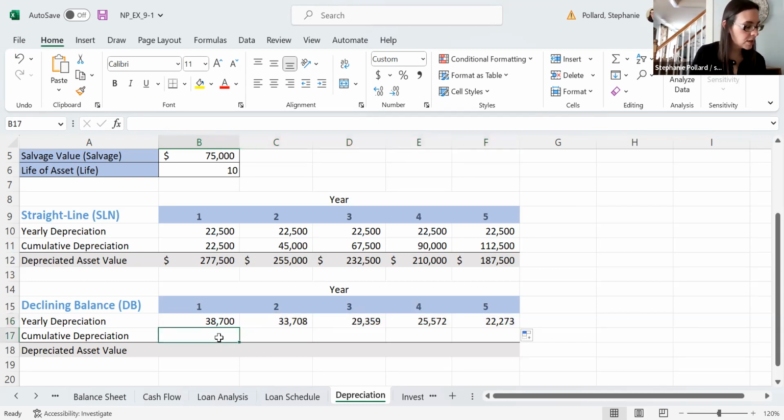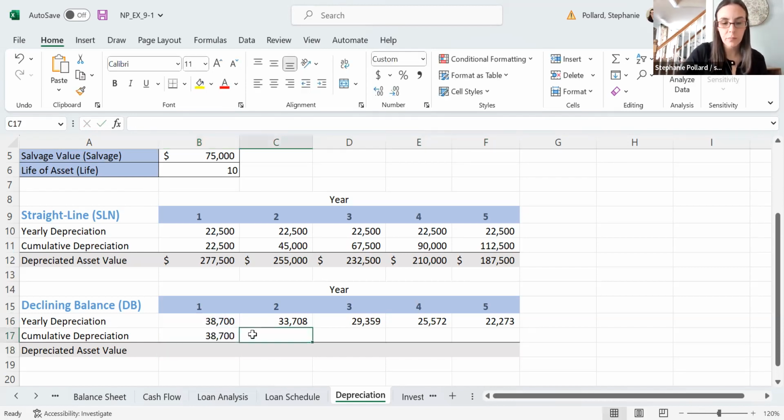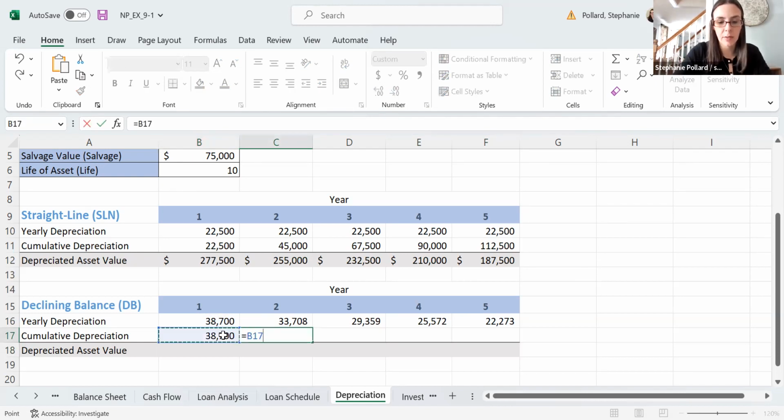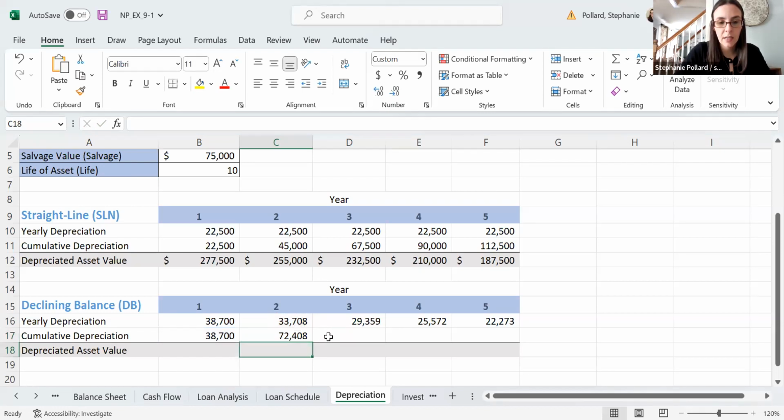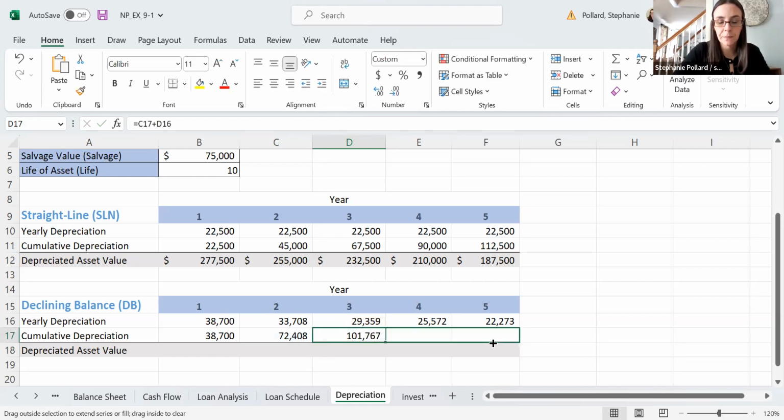All right, so to finish this up, our cumulative depreciation for the first year is just going to be that 38,000. And then for the next year will be that 38,000 plus the 33,000. And then it'll continue on for the remaining years. So the year before plus the current year. Again, cumulative means to add them all up or bring them all together.